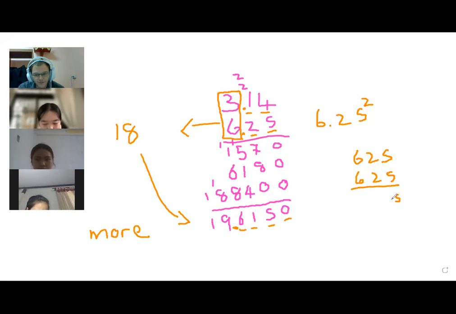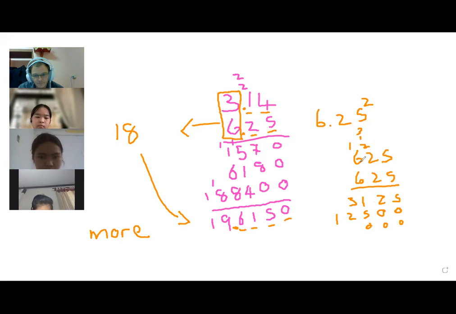Multiply these two together. 5 times 5 is 25. 5 times 2 is 10 plus 2 is 12. 5 times 6 is 30 plus 1 equals 31. 5 times 2 equals 10. 2 times 2 equals 4 plus 1 equals 5. 6 times 2 equals 12. 2 zeros. 6 times 5 equals 30. 6 times 2 equals 12 plus 3 equals 15. 6 times 6 equals 36 plus 1 equals 37.